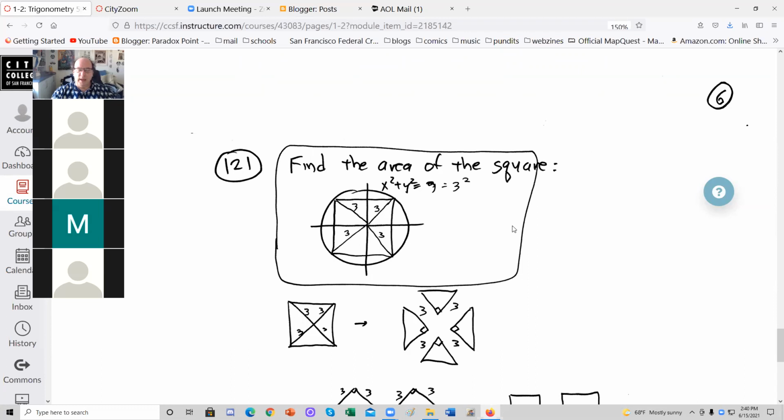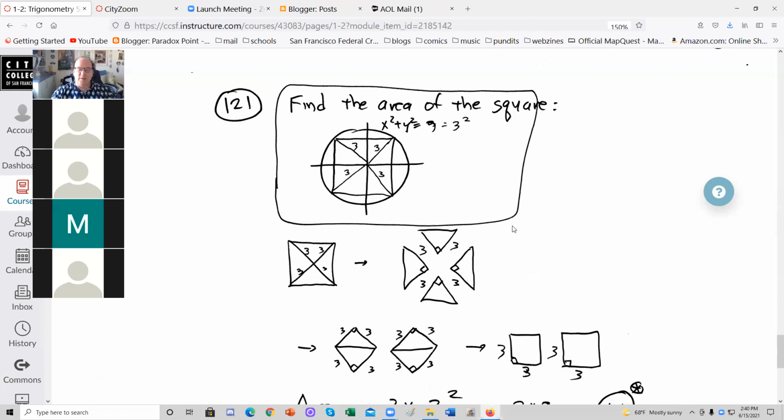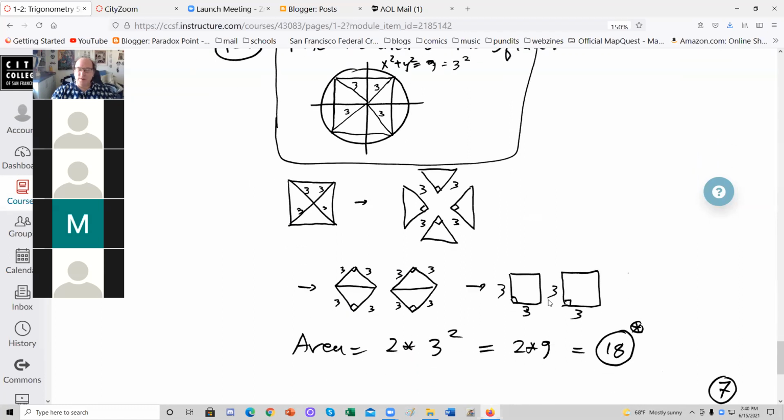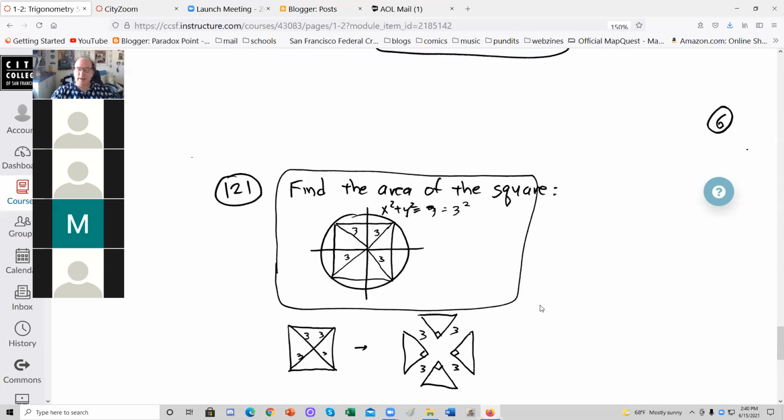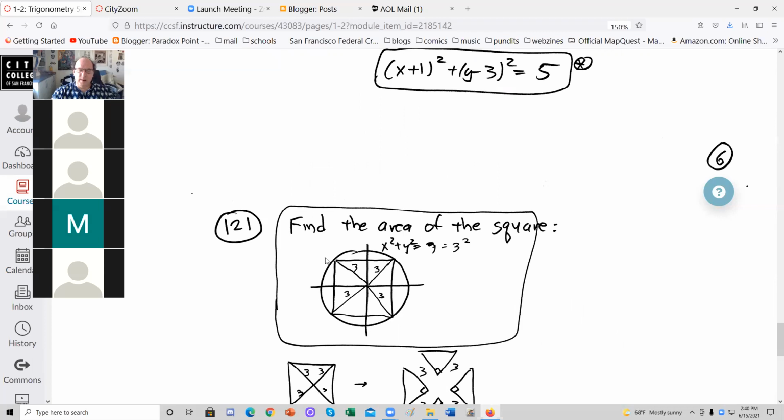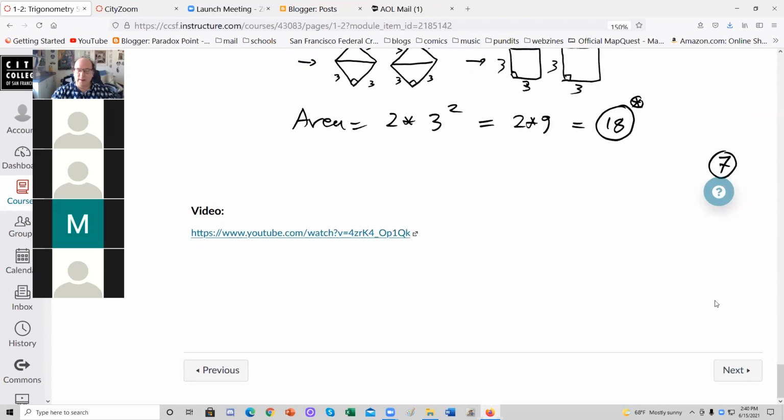Now here we do what's called a geometric dissection. Here you have this square with these diagonals, 3 plus 3, 3 plus 3. Let's break it into these 4 triangles and reassemble them. So these are 2 squares with side 3. The area is twice 3 squared, that's twice 9. It's 18. So this square here had area 18.